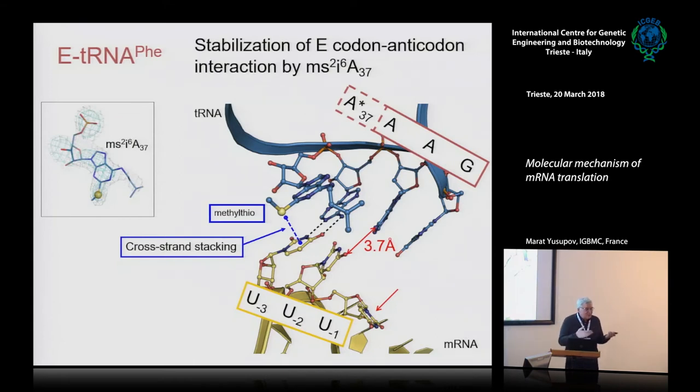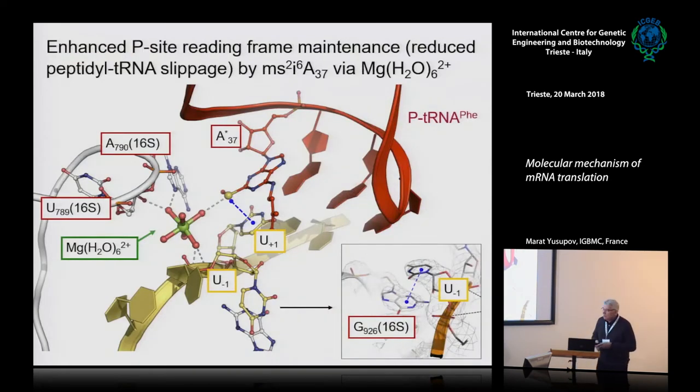Okay, this is the way we use biochemical data and at the same time explain to people what is visible from our data, and it helps to understand several things. On top of it, we found that this modification in the E site forms a very interesting net of interactions with a magnesium atom between ribosomal RNA, messenger RNA, and this modification of adenosine 37 in the E site.